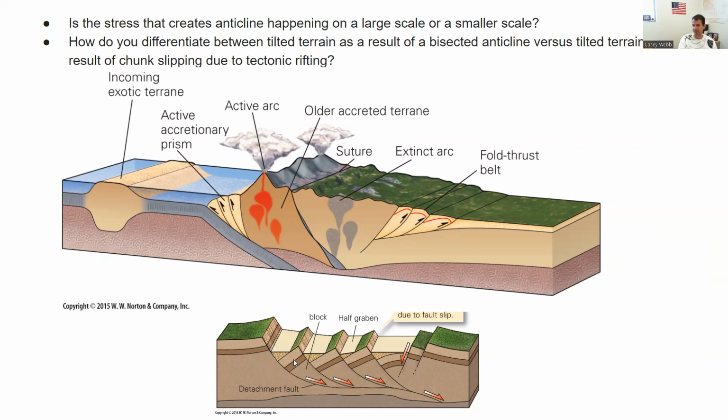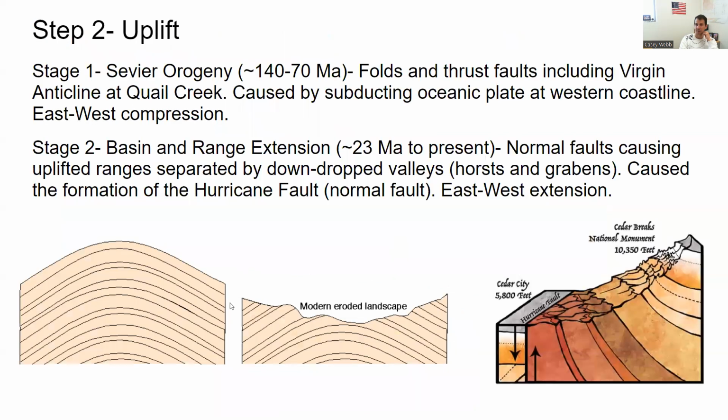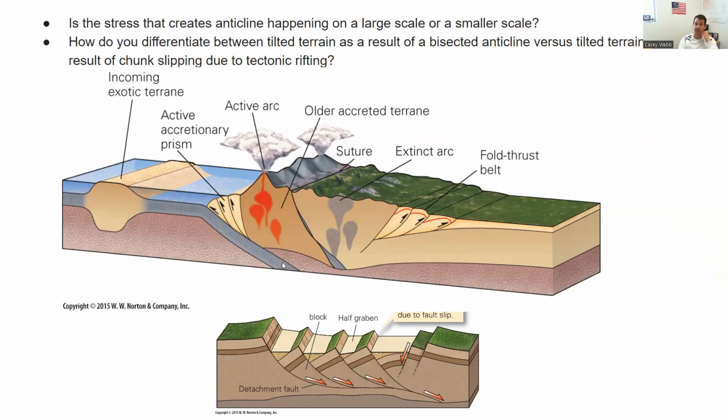So here we have blocks that are rotating as a result of tensional stress. This is what we see occurring today with the Hurricane Fault and the Basin and Range. And if you notice, the layers are tilted because of the rotation of the blocks, okay? So how do you tell the difference between these tilts and tilts that you might see within an anticline? And that might be kind of tricky.